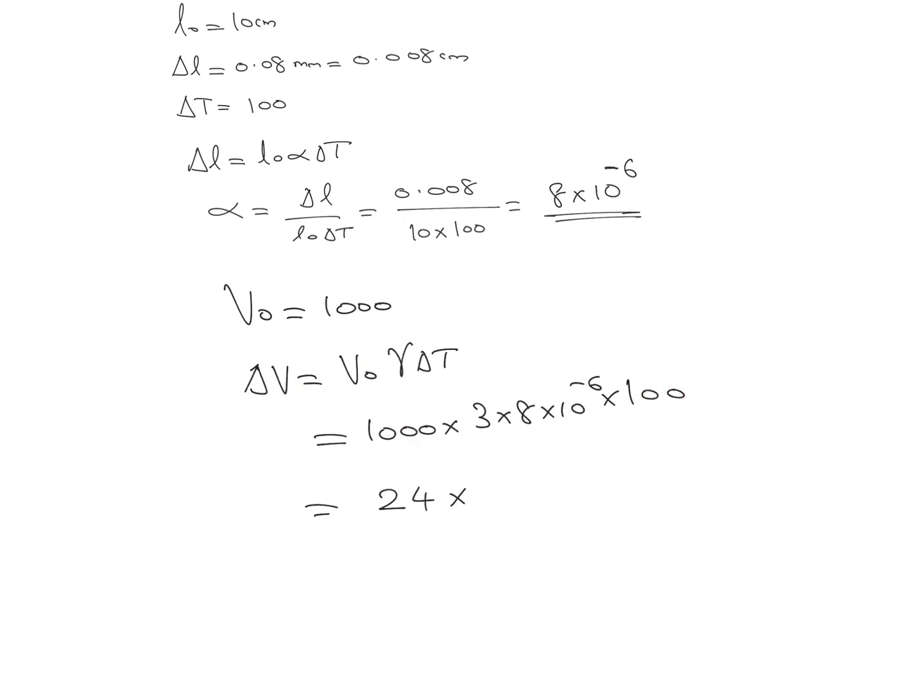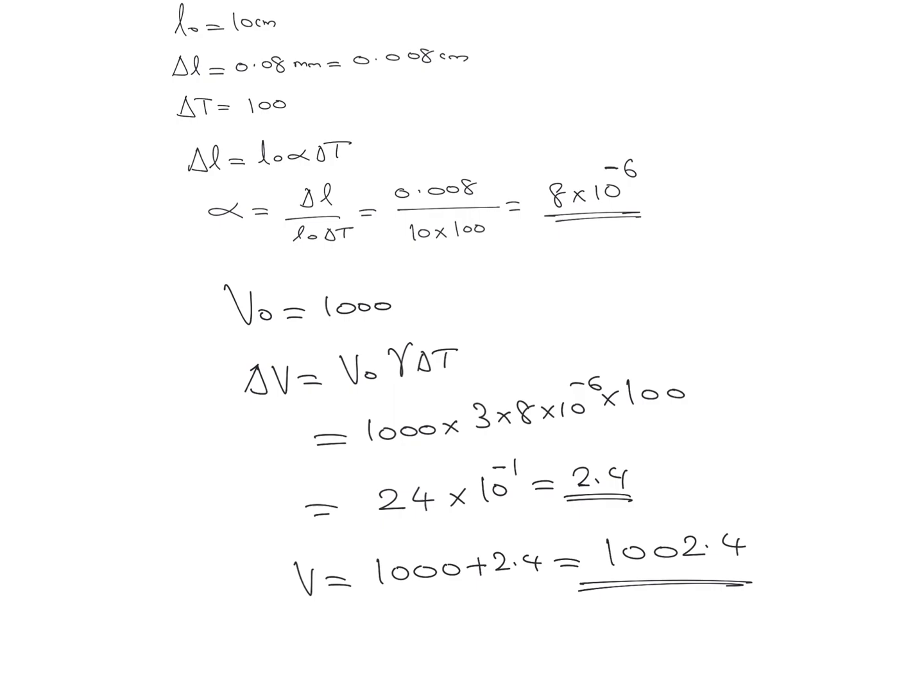So this is into 10 raised to minus 1, because already we have a term of 10 raised to minus 6 into 10 raised to 5. We can write 10 raised to minus 1, or you can write this as 2.4. So the change in volume is 2.4. So we can find out the value of final volume, that is initial volume plus change in volume or increase in volume 2.4. So this is going to be 1002.4, or this will be the value of its final volume.